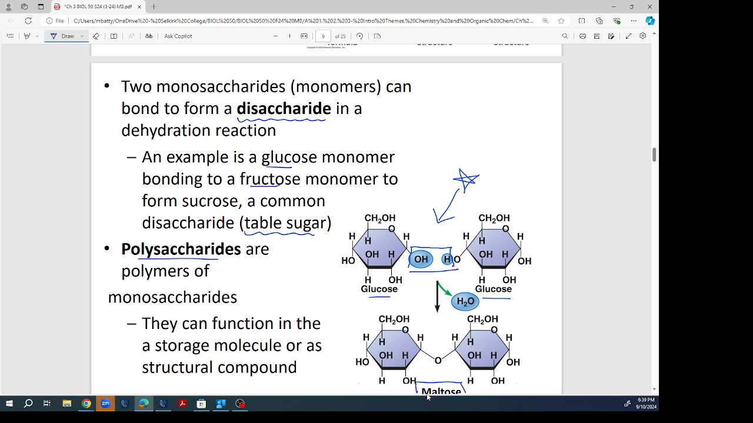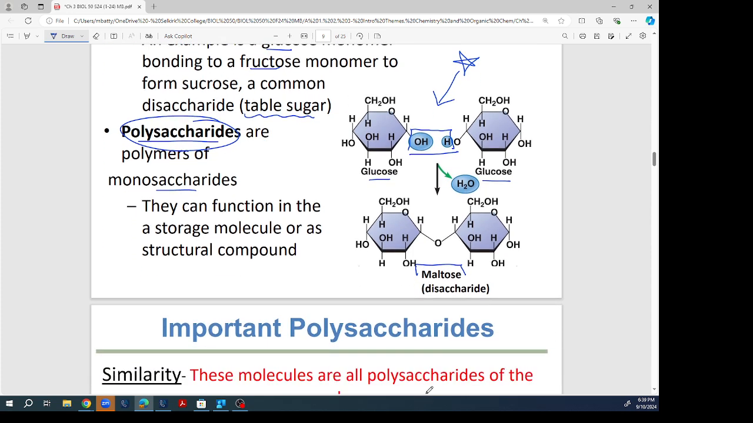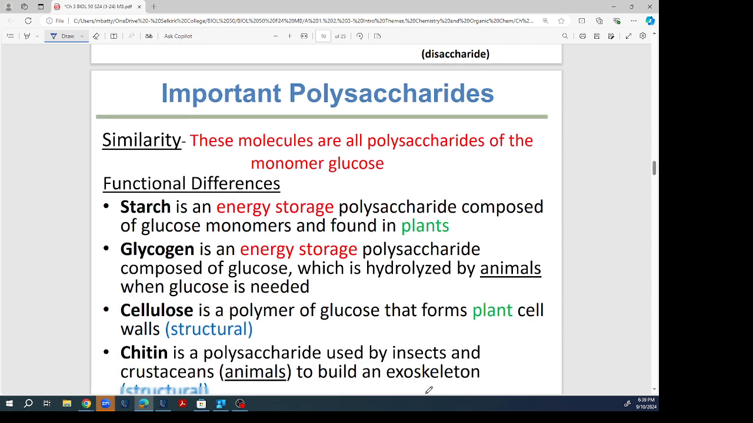Polysaccharides are polymers of monosaccharides. It can be more than 2, it could be 3 or hundreds. These polysaccharides basically have 2 different functions. Some of them are used for energy storage and some are used for structure in a compound. There are some important polysaccharides in biology, and these next 2 slides talk about compare and contrast.